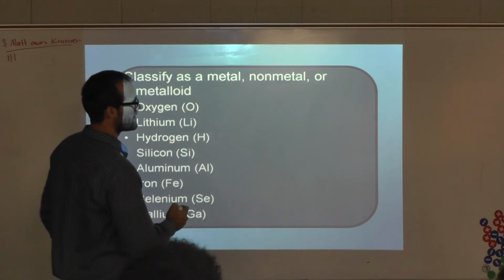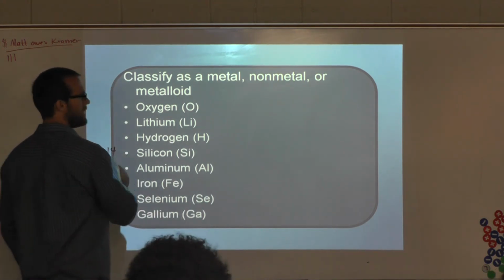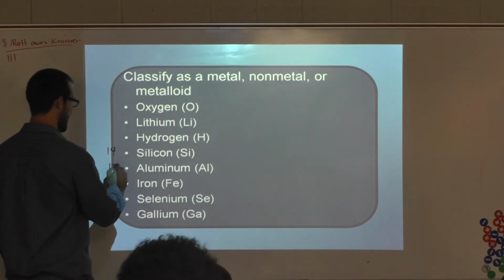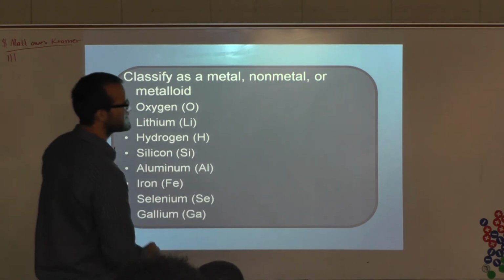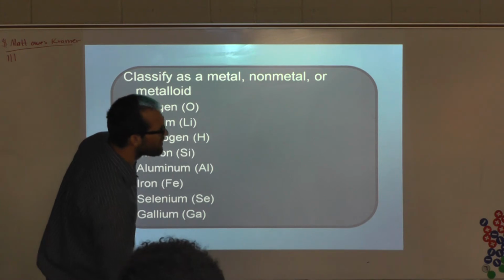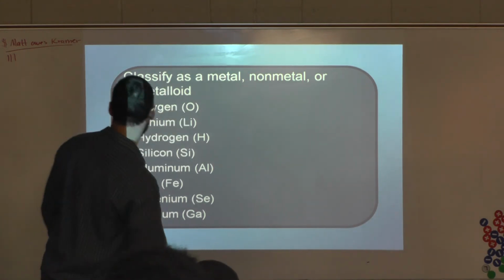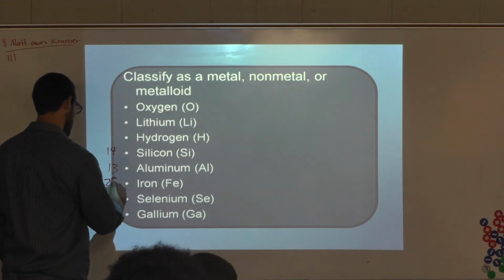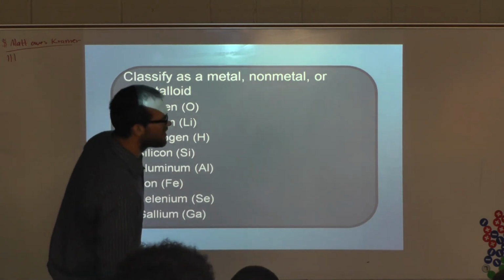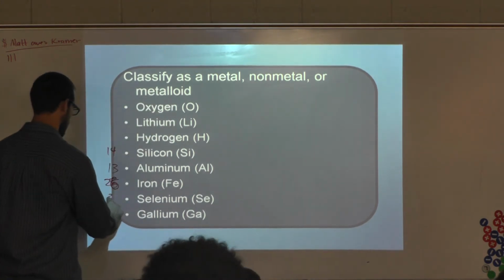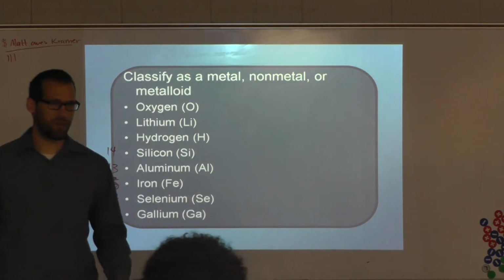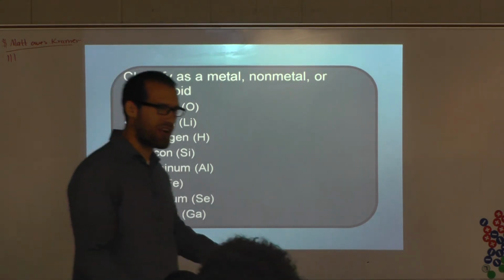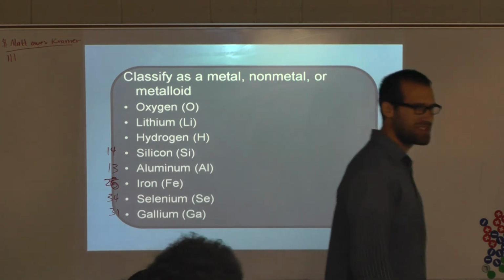I'll start with silicon, atomic number 14, aluminum 13, iron 26, selenium 34. Gallium's 31. There you go. Hydrogen's 1. So we can go back and do isotope notation for all these guys. We can identify protons, electrons, and neutrons.